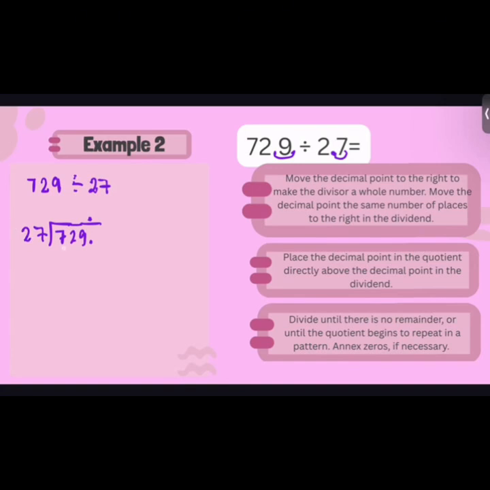Now, 7 divided by 27 cannot be. Therefore, we are going to look for 72. Yung dalawang digit po natin. 72 divided by 27. So what we are going to do is, we are going to multiply 27 to a number para malaman natin saan papasok yung 72. Okay? So we have 72.